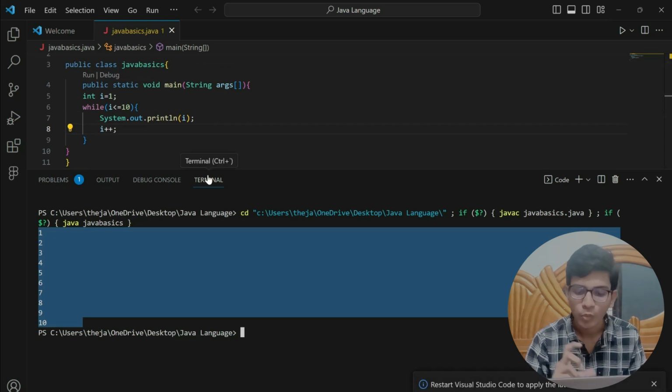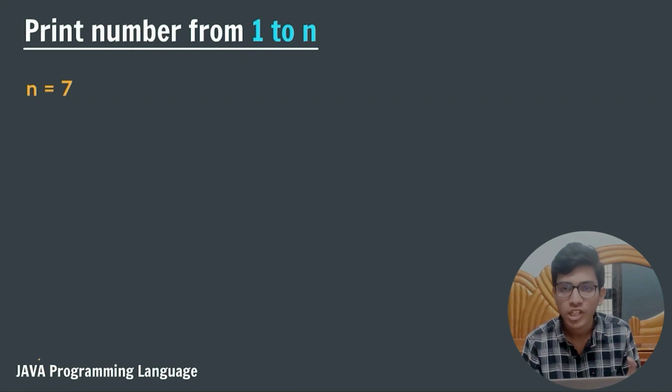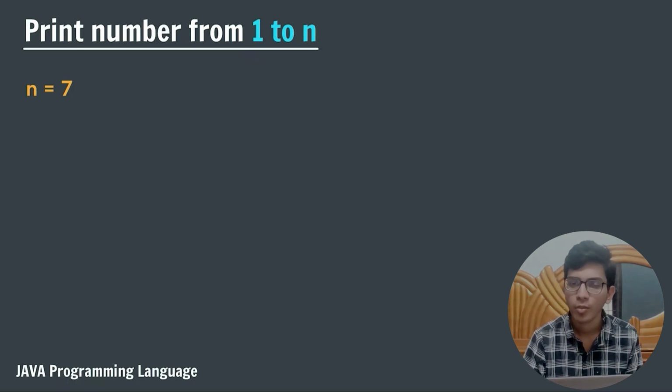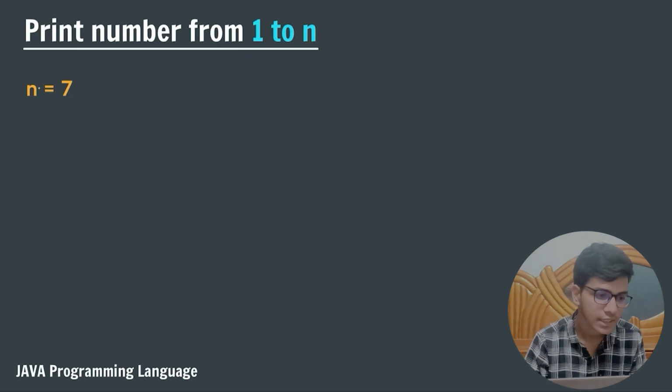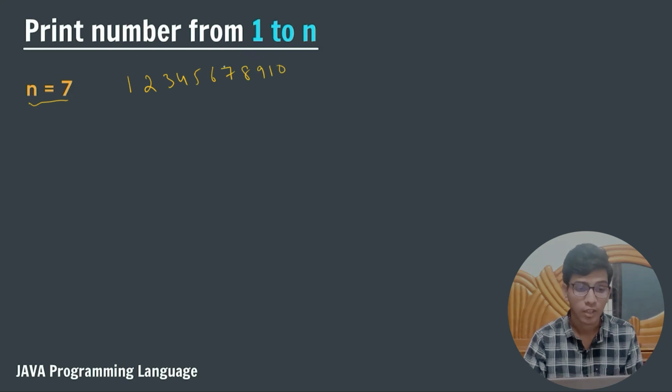Now I am going to update our question a little bit. We are going to do the same question but in a little bit updated form. Here we have to print numbers from 1 to n, and n will be given by our user. So let us consider that the user has given us n = 7. Then it will get printed from 1 to 7, that's all.